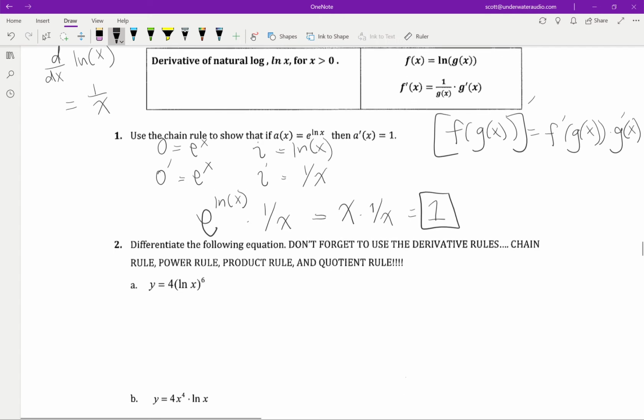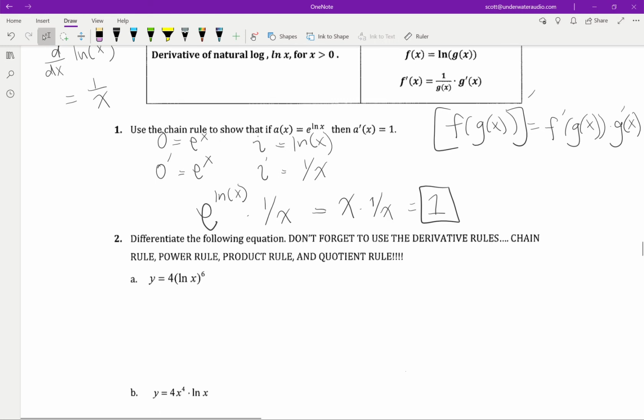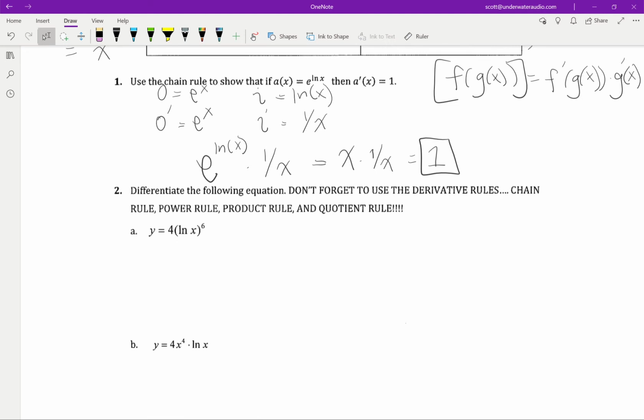Okay, number 2. Differentiate the following. Don't forget to use the derivative rules: chain rule, power rule, product rule, and quotient rule. Okay, so part A, to me this looks like a chain rule where the outside function is 4x to the 6th, and the inside function looks like natural log of x. So the derivative of the outside function, 4 times 6 is 24, 24x to the 5th. The derivative of the inside, we just learned this, is 1 over x.